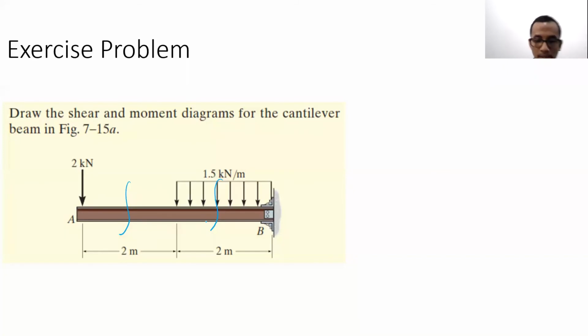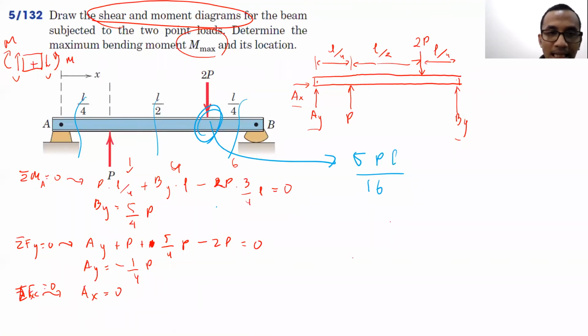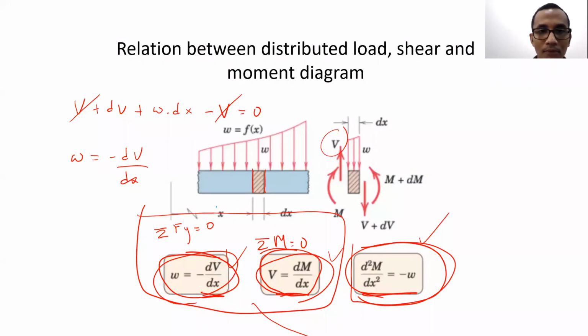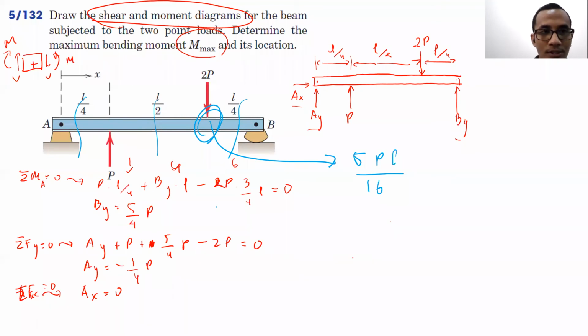Okay. So basically, the number of sections that we're supposed to use in order to solve the problem depends on the number of discontinuities. Discontinuity will appear when there is a concentrated load, a concentrated moment, and the start of the distributed force.